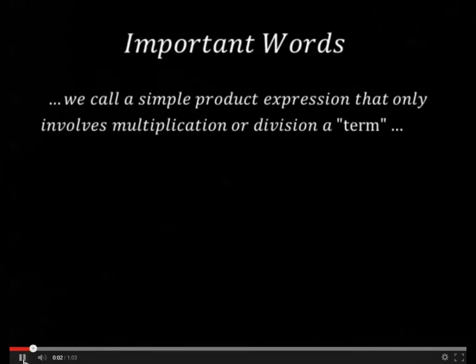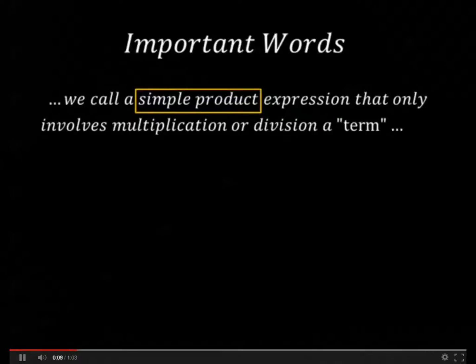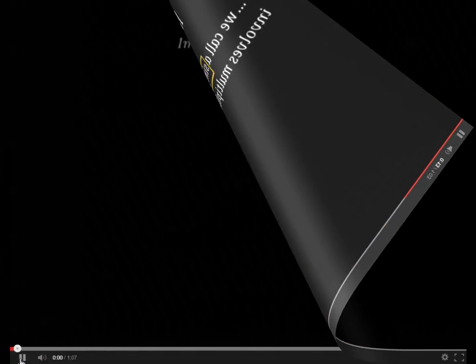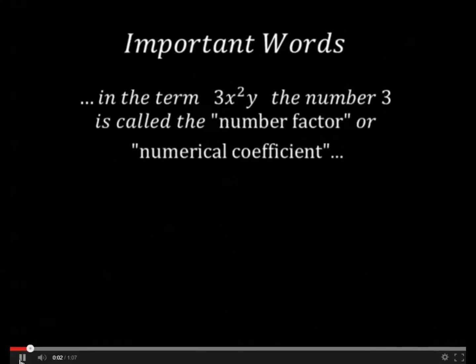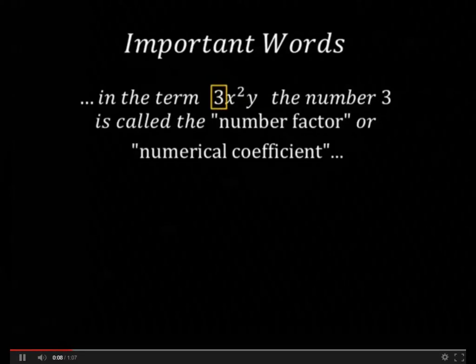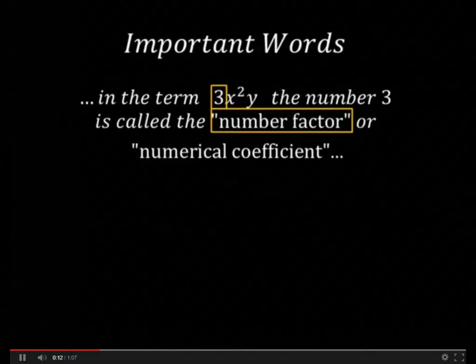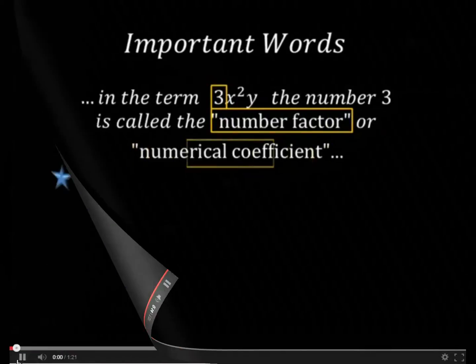Important words. We call a simple product expression that only involves multiplication or division a term. In the term 3x squared y, the number 3 is called the number factor or numerical coefficient.